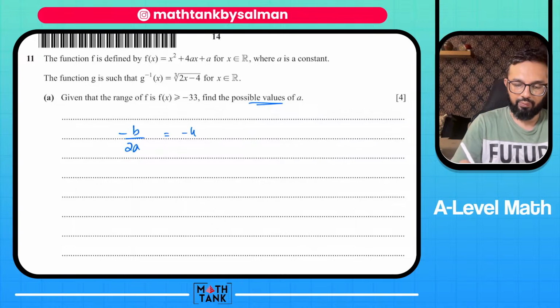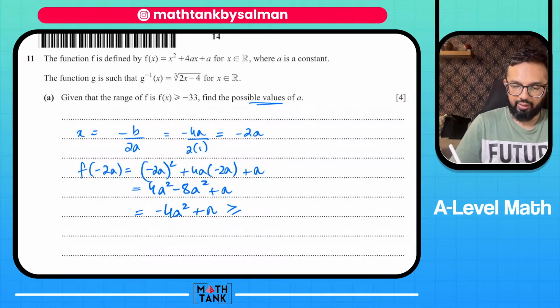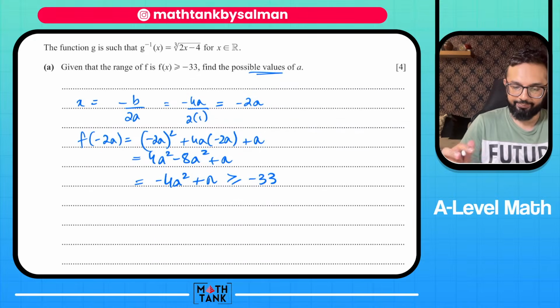which is minus 4a over 2 times 1, minus 2a. F of minus 2a is minus 2a squared, 4a minus 2a plus 4a squared minus 8a squared plus a, minus 4a squared plus a is greater than or equals to minus 33. Okay, that's because the range of a quadratic has to be greater than its turning point. I think I'm solving it right.